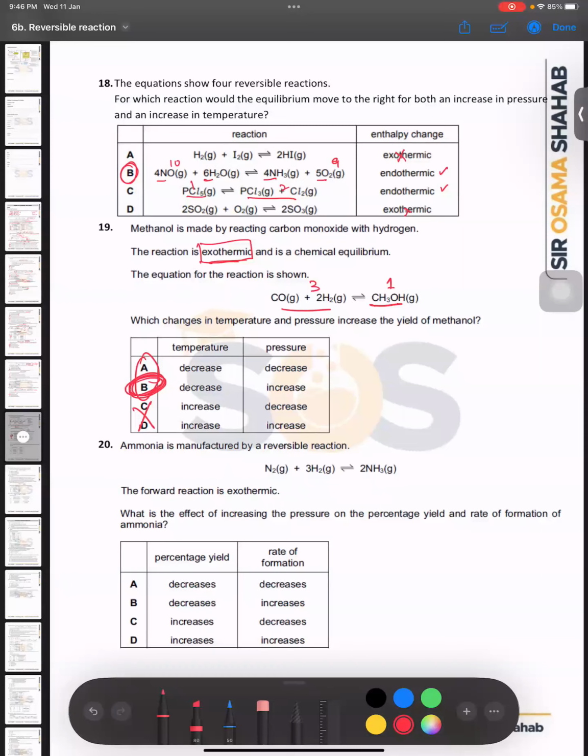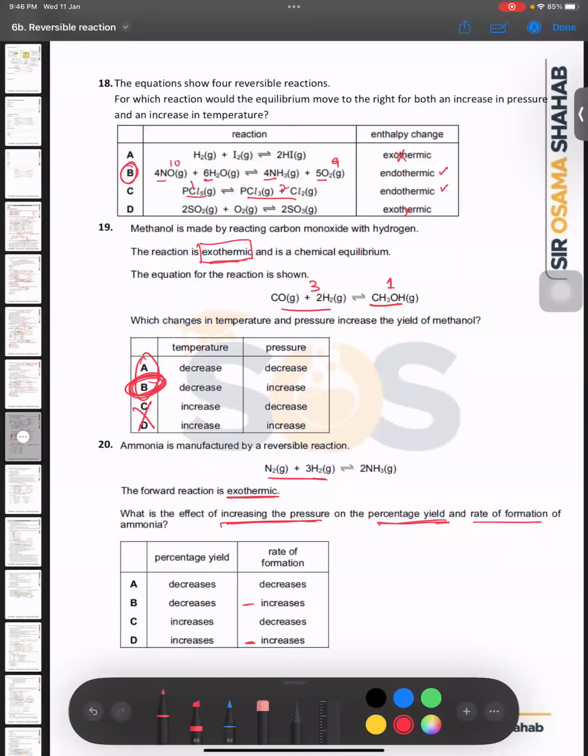And if you talk about MCQ number 20, which is the last MCQ for today, you can see this, ammonia is manufactured by the reversible reaction and the equation is shown, and the reaction is also exothermic. It is known by the information. What is the effect of increasing pressure on the percentage yield and the rate of formation of ammonia? Definitely both are gases. So increase in pressure definitely increases the rate of reaction. So B can be the answer or D can be the answer, right?